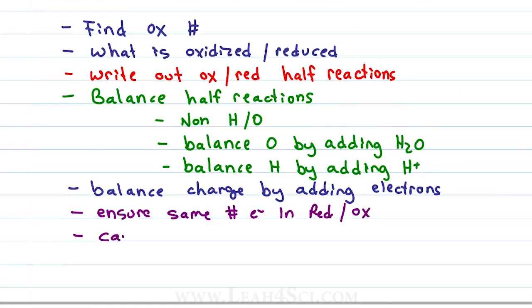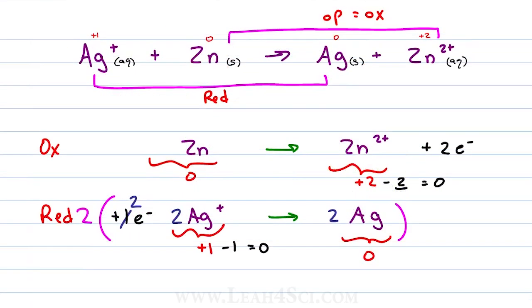Now that I have the same number of electrons, I can cancel them out, because if they're gained by one and lost by the other, they don't show up in my net or final reaction. 2 electrons in the reactants on the reduction side cancels 2 electrons in the products on the oxidation side, and I know my reaction is balanced. But we're not done yet.